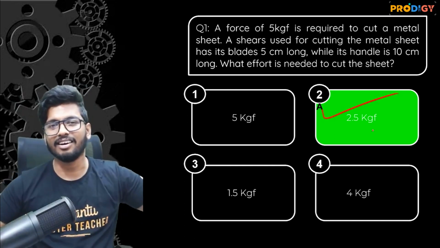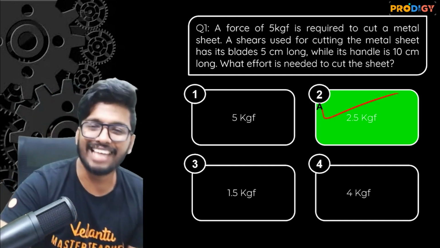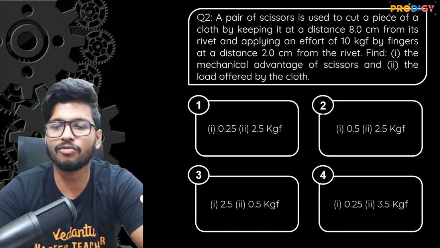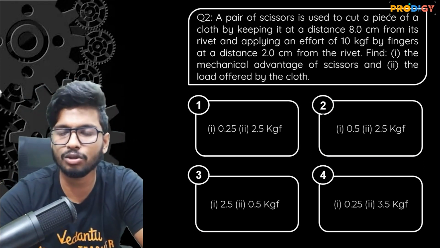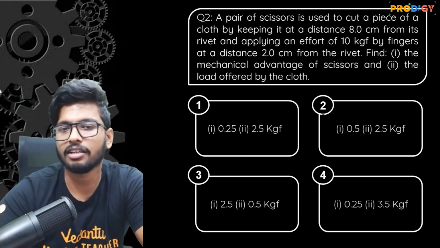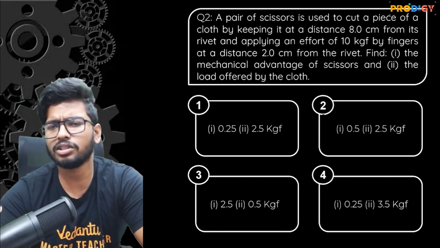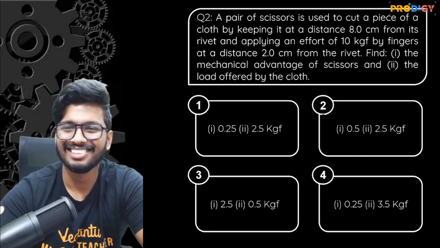Done. That's all. Second question, people. Let's go. A pair of scissors is used to cut a piece of cloth by keeping it at a distance of 8 centimeter from the rivet and applying an effort of 10 kgf by fingers at a distance of 2 centimeter from the rivet.